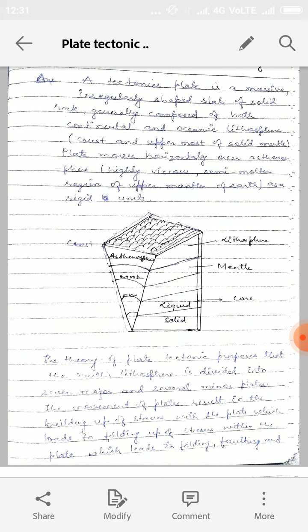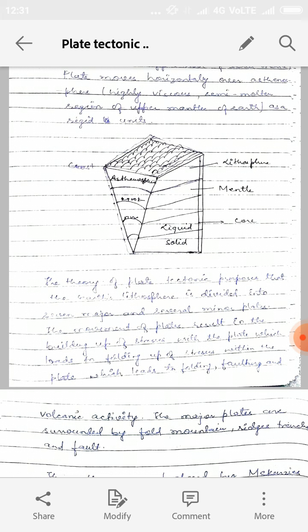Now see the figure shown in the middle of the answer. As we know, there are three layers of the Earth. At first, in the middle is the core, then the mantle, and the uppermost part of the Earth is the crust.